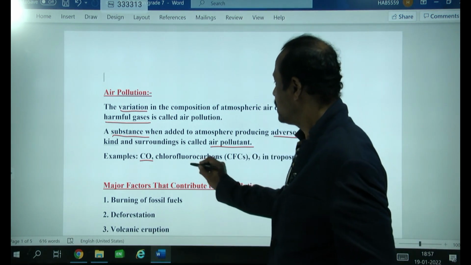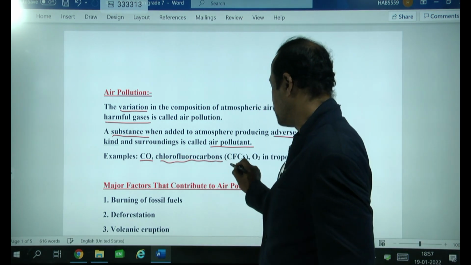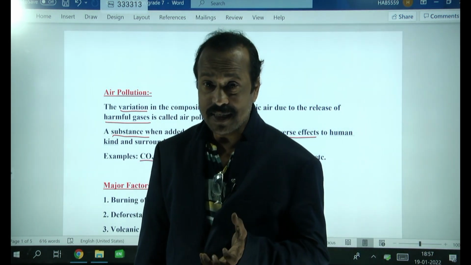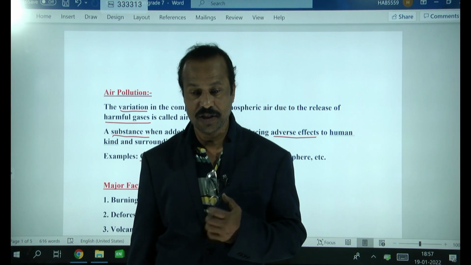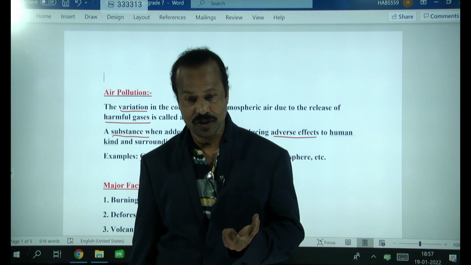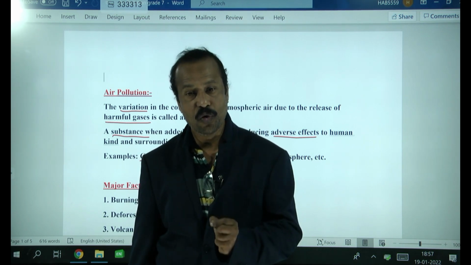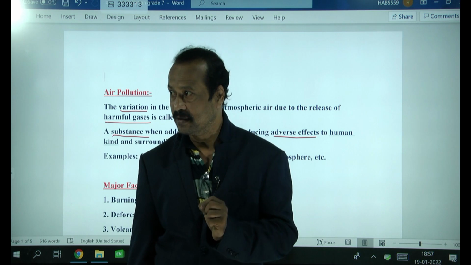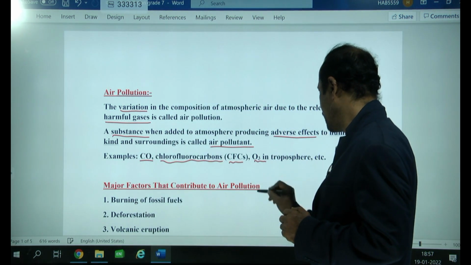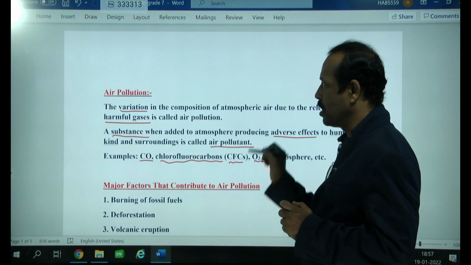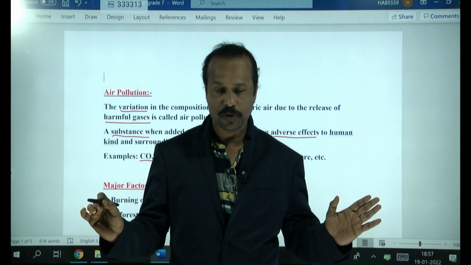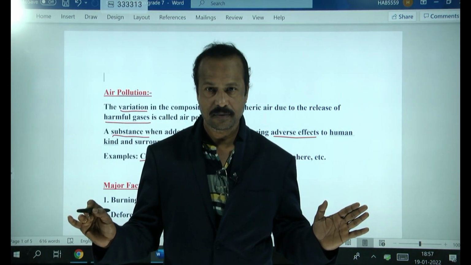Is this clear? Similarly, chlorofluorocarbons, called CFCs in short. These are present in refrigerators and air conditioners, and they are released from there. So chlorofluorocarbons, CFCs, and ozone are some of the air pollutants. Is this clear up to air pollution? Any doubt? No, sir, clear, sir.